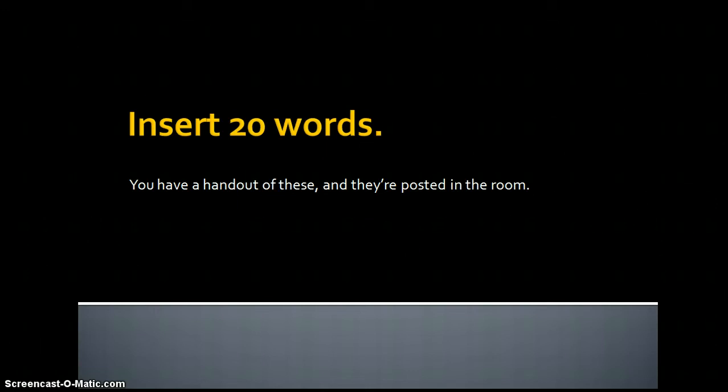Alright, welcome back. Today we're going to be looking at insert 20 words, another sentence fluency trick to improve your sentence fluency and make your writing more lively and interesting to read. You have a handout listing all these words, plus they'll be posted in the room for you to refer to in class.